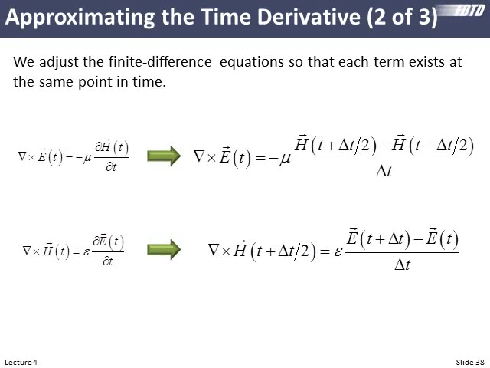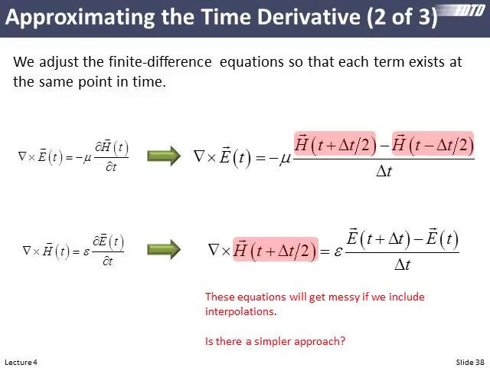But maybe there's another problem. Do we have to interpolate these at the half time steps? And I already answered this in the beginning. We don't have to do that. We'll actually define the magnetic fields to exist at those half time steps, not the integer time steps. And in fact, if we needed an H field at an integer time step, we'd have to interpolate somehow. So that's exactly what happens.